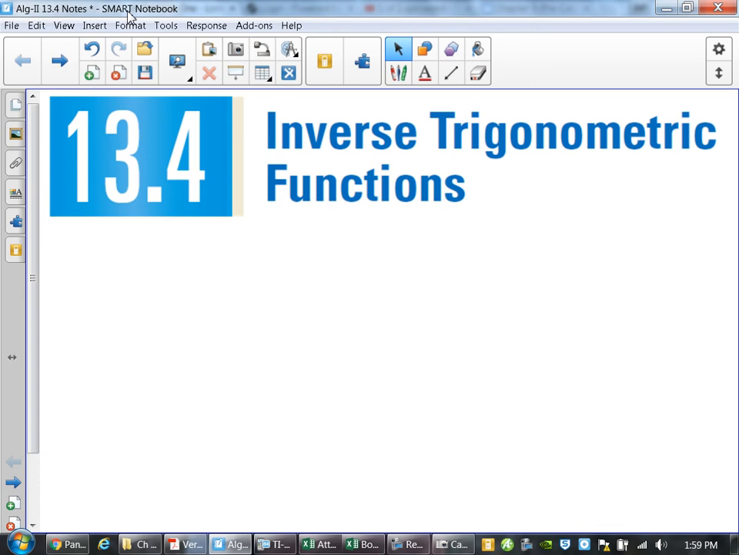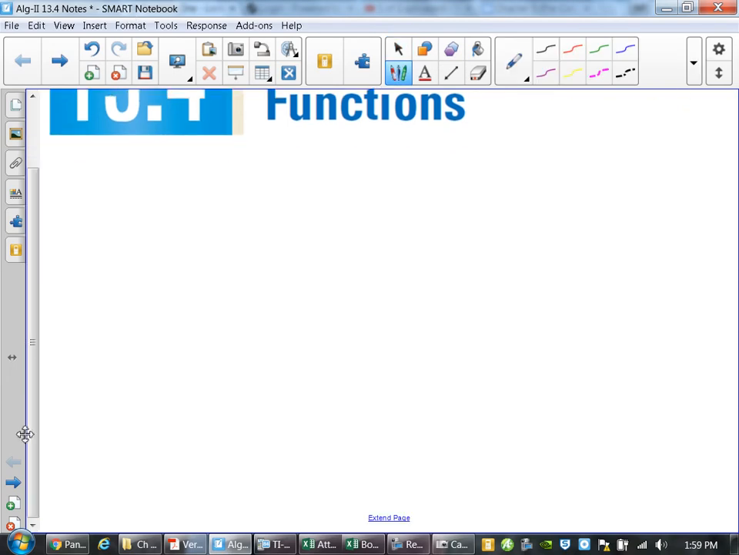Inverse trig functions, 13.4. This is kind of like, you've seen it before, believe it or not. You've done inverse trig functions when you had to find the angle. If you think back to right triangle trig, and you needed to find theta, knowing that this was a 5 and that's a 9, what trig function would you use to find theta?